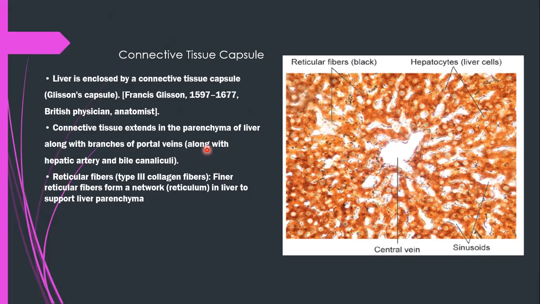So then we have reticular fibers, the collagen type 3, which form a network, a reticulum, in the liver to support the parenchyma. These reticular fibers are argentophilic. They are silver staining. So under silver stain, they look black. So in this diagram here, you can see these black fine fibers here. These are your reticular fibers, the collagen type 3, and they form a reticulum that supports the liver parenchyma.